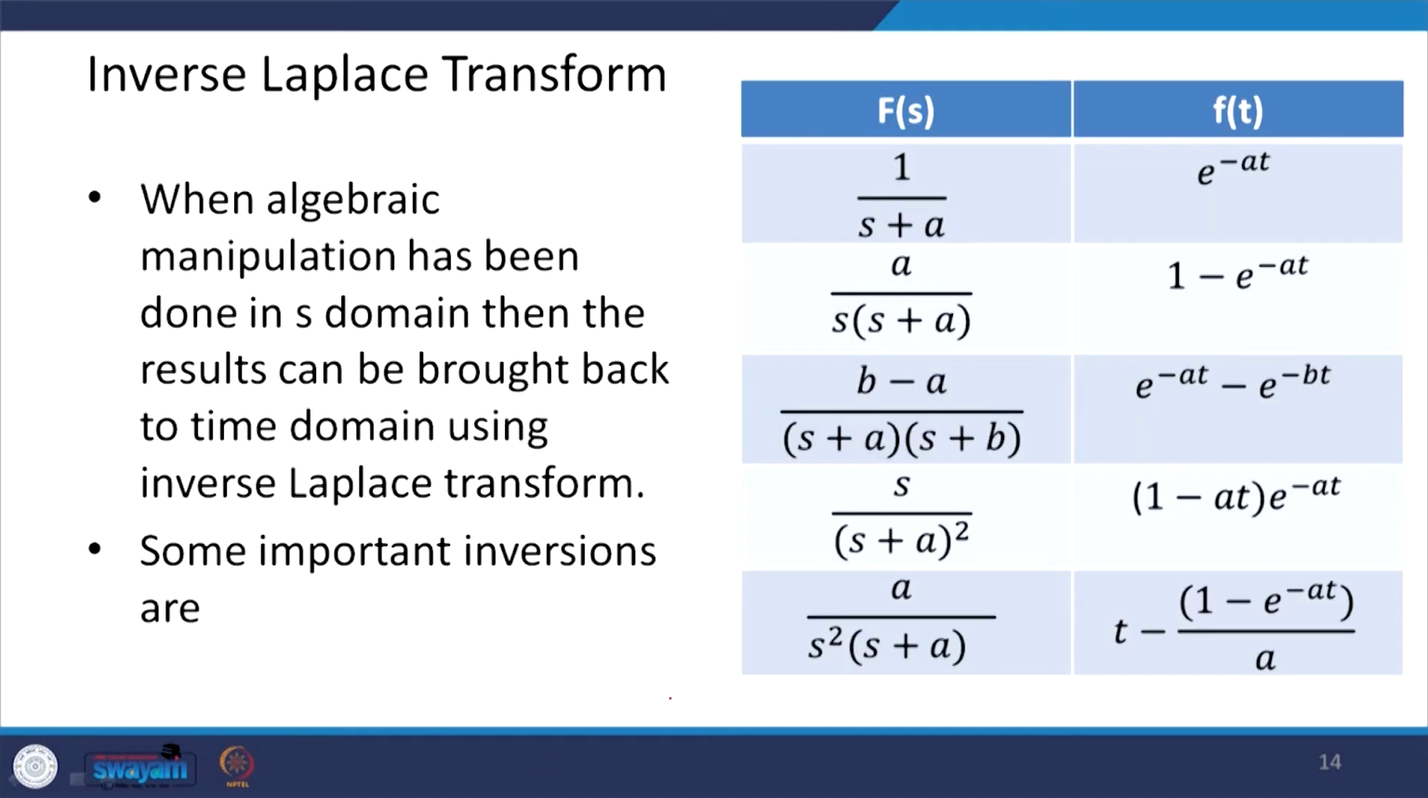And if we look at the inverse of the Laplace transform, if these are the Laplace transforms, here is the inverse of that. So, 1 by (s plus a) is e to the power minus a t, and a by s(s plus a) is equal to 1 minus e to the power minus a t, and (b minus a) by (s plus a)(s plus b) is equal to e to the power minus a t minus e to the power minus b t. Like that, s by (s plus a) whole square is this one, and similarly for s square (s plus a) it is equal to this one.